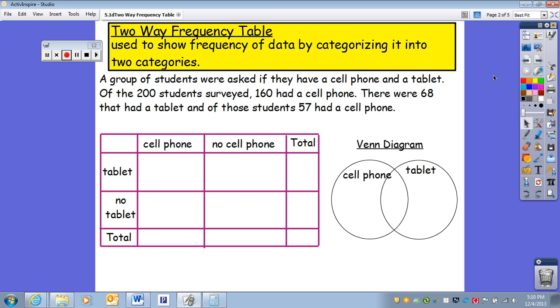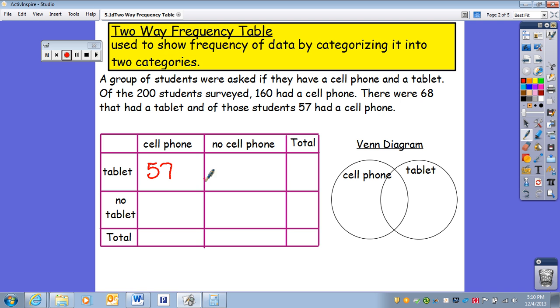Of the 200 students surveyed, 160 had a cell phone. There were 68 that had a tablet, and of those 57 had a cell phone. So, let's fill in our two-way frequency table. First of all, there were 68 students that had a tablet, and of those 57 had a cell phone. That means 57 students had a cell phone and a tablet. So we're going to put that in this box right here.